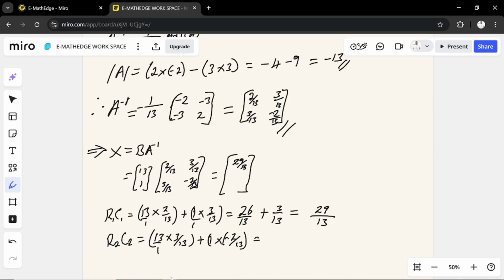Now take this to fraction, which we have 1.13 multiplied by 3 is going to give us 39 all over 1 multiplied by 13, which is going to give us 13.